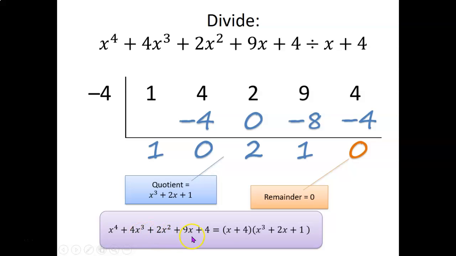So my original polynomial can be written as x plus 4, what I was dividing by, times x cubed plus 2x plus 1, what I got for the quotient, plus 0. Here the remainder was 0, so I don't have to add on anything else. Those two things multiply together give me the polynomial I started with. You can multiply that out and check if you want.